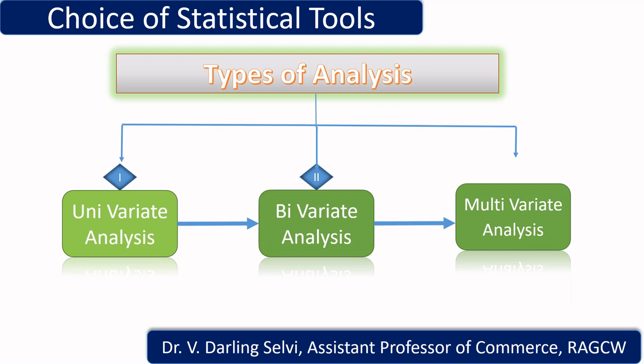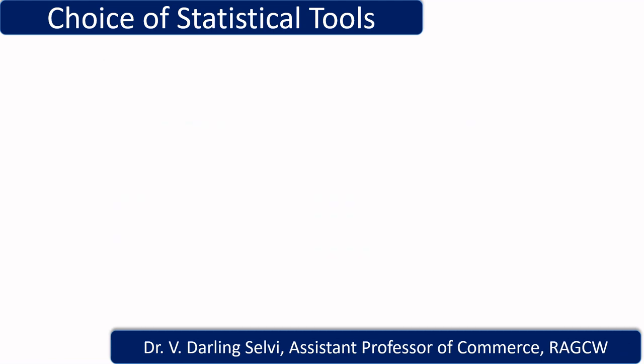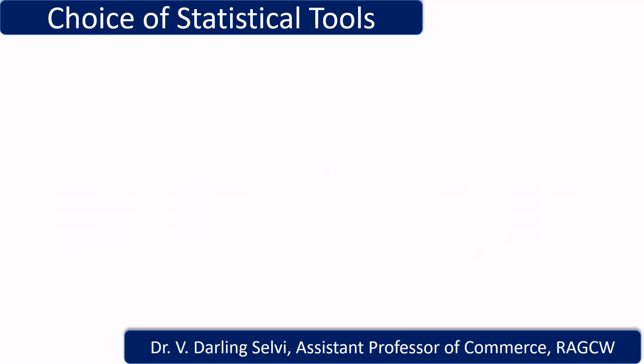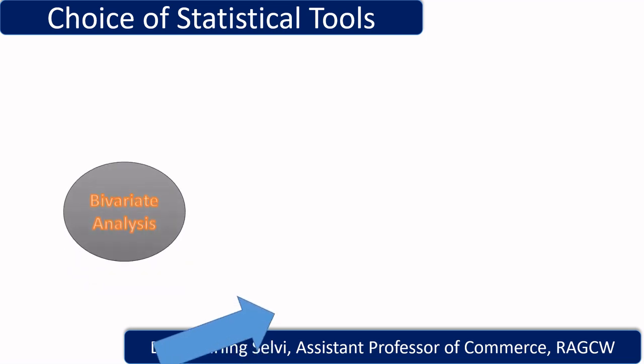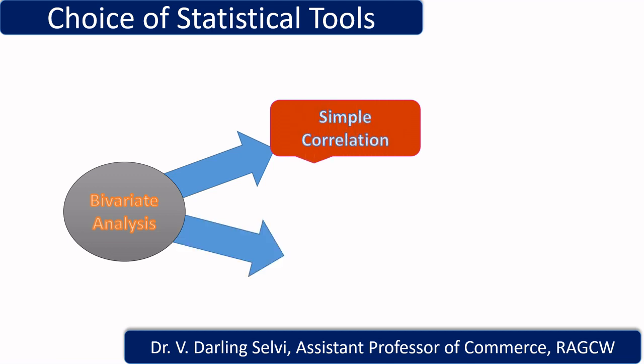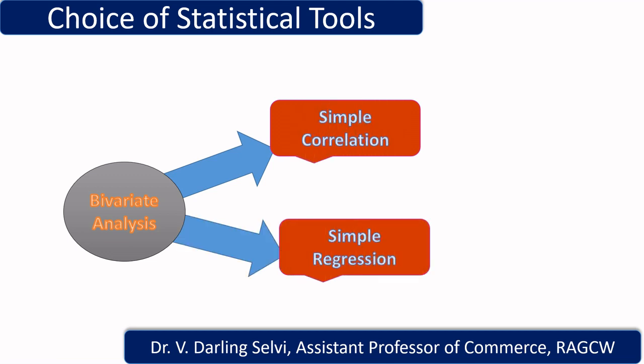Okay. Now comes multivariate analysis. So n number of analyses are possible under multivariate analysis. More than two variables can be analyzed with the help of multivariate analysis. So this is the example of univariate analysis: we can have mean, median, mode, geometric mean, harmonic mean, etc. Coming to bivariate analysis, we have two: simple correlation and simple regression.